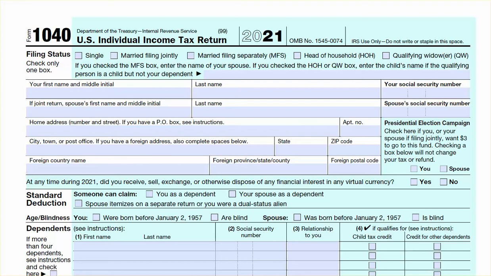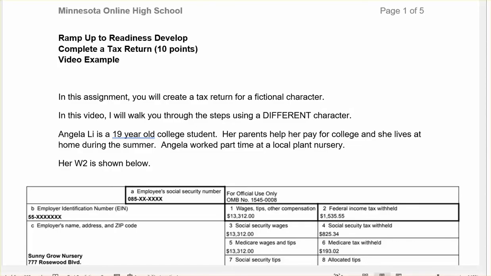Welcome Advisory. This video will walk you through the steps in completing a tax return. The handout also has detailed instructions, so make sure you have that open as well. In my video, we will be completing a tax return for a different character than that in your assignment.